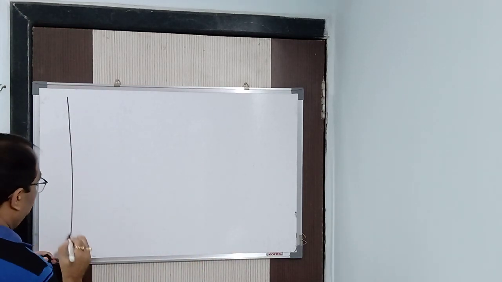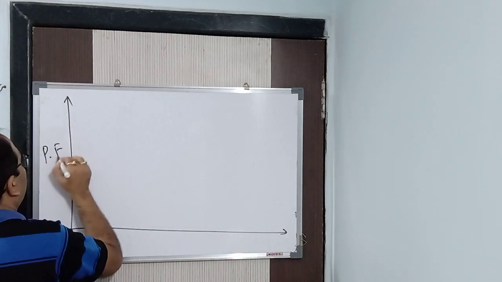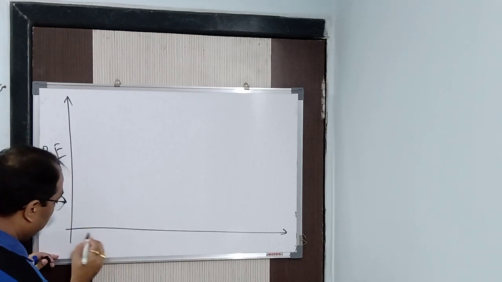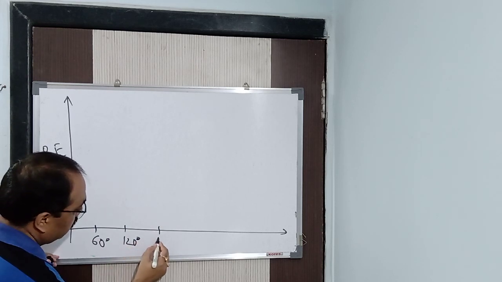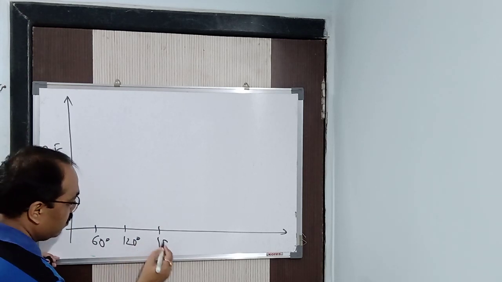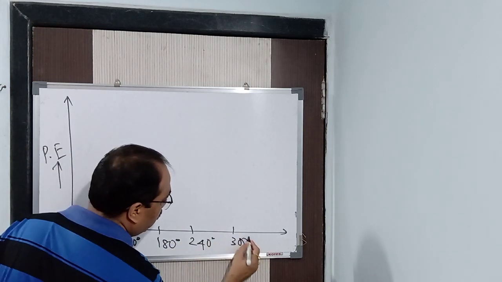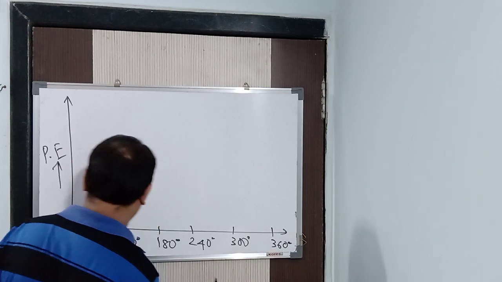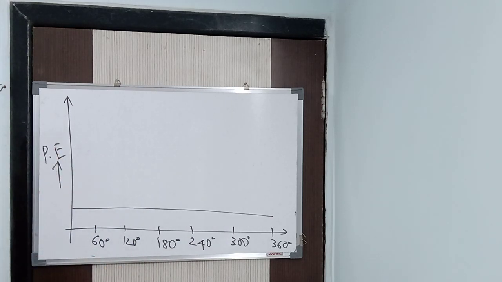So here I am taking potential energy on the y-axis, and here it is 60 degree, this is 120 degree, this is another 60, that is 180 degree, this is another 60, it is 240 degree, it is 300 degree, and it is 360 degree. I am drawing a hypothetical line here. Now I will start.